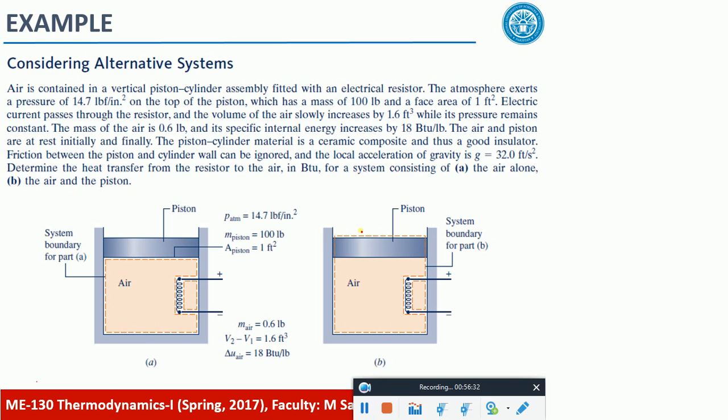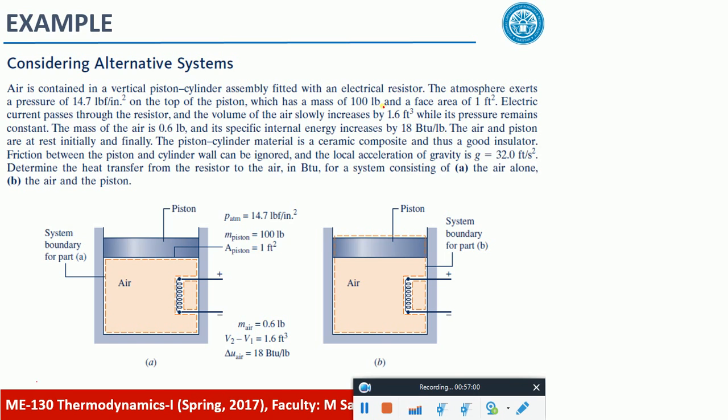The atmosphere exerts a pressure of 14.7 pound force per inch square. And obviously that atmospheric pressure is there on the piston. On the top of the piston, which has a mass of 100 pounds and a face area of 1 feet square. Electric current passes through the resistor and the volume of the air slowly increases by 1.6 feet cube.